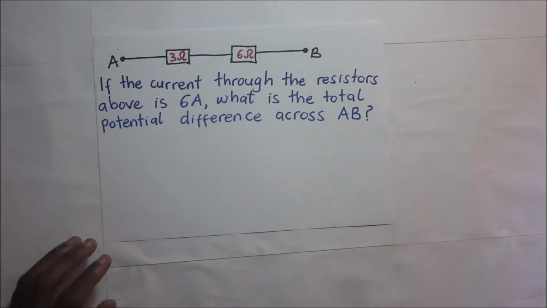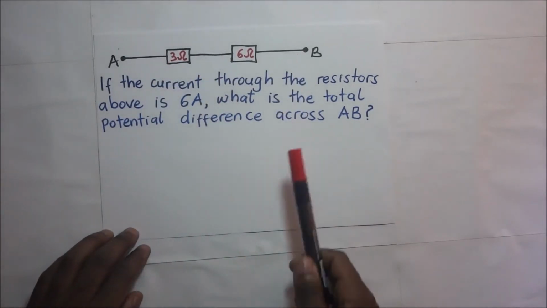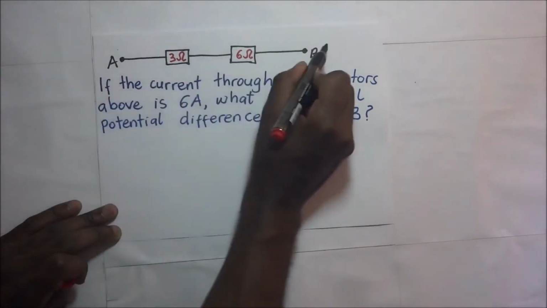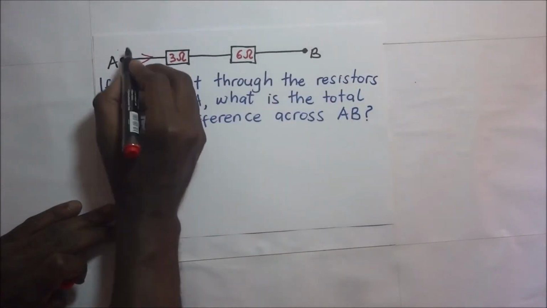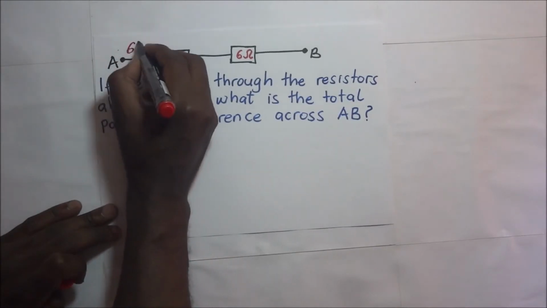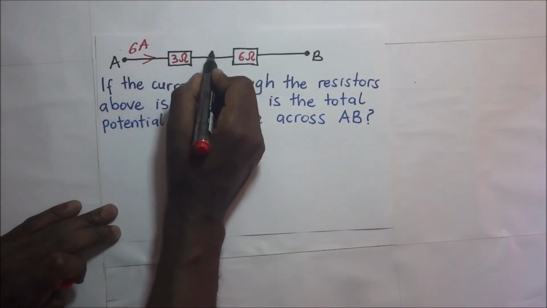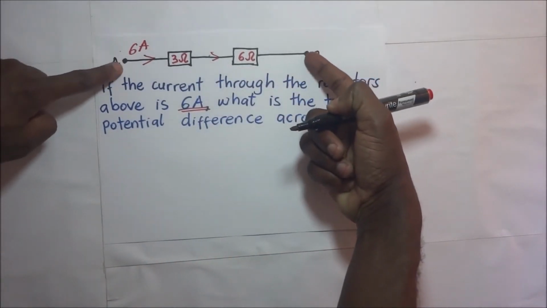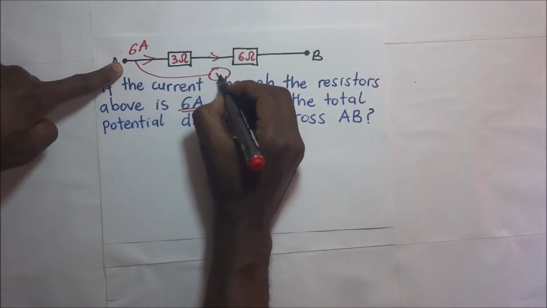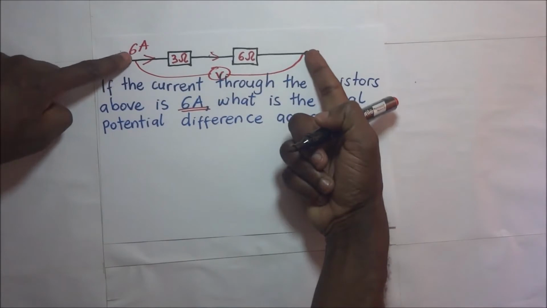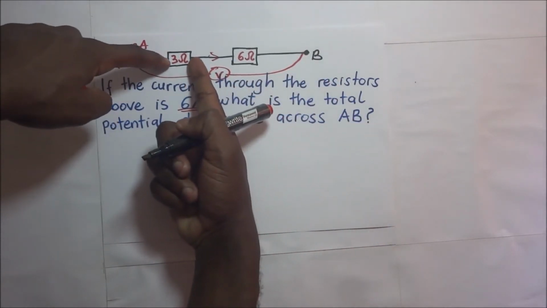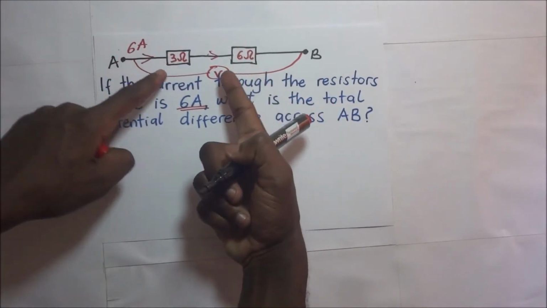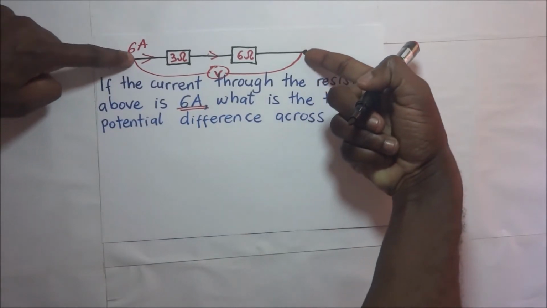Now in this question we're being told that if the current going through the resistors above is 6 amperes, what is the total potential difference across AB? Now this is a conductor, the current going through this is 6 amperes. So we are having 6 amperes going through here, and it is the same 6 amperes going through right there. So to get the potential difference across AB, we are going to get the potential difference across the 3 ohm resistor plus the potential difference across the 6 ohm resistor. When we add these two potential differences, then we are able to get the total potential difference across AB, just like the question requires.